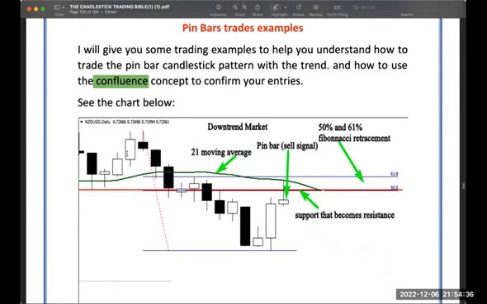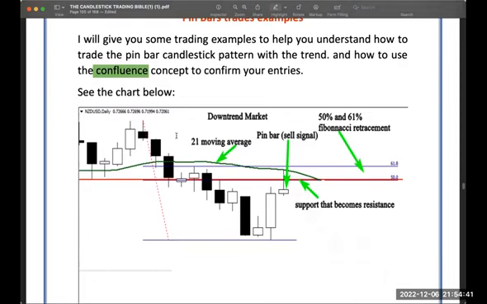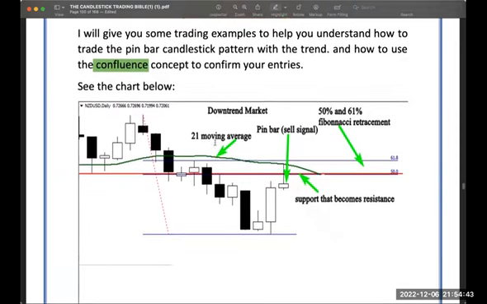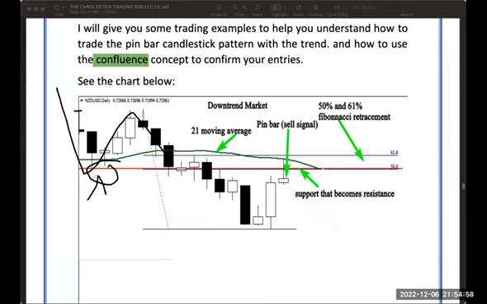Okay, the chart below, NZD-USD daily, downtrend market, 21 moving average, pin bar sell signal. So price is in a downtrend. Price is pushing down, as you can see. There is no previous data here, so we just assume it's in a downtrend, right? Because a structure has been broken right there. Once a structure has been broken, you want to see price start to reverse. So it means now you've got point A and point B.